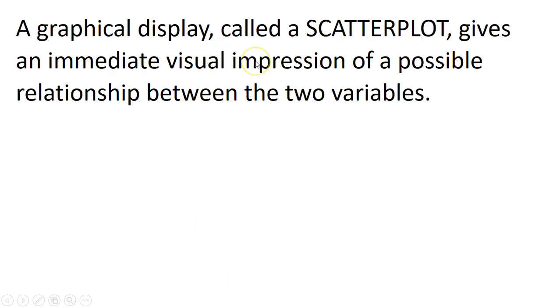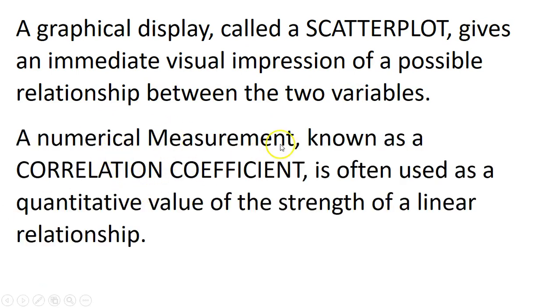A graphical display of that idea is called a scatterplot. You guys have done scatterplots before. A scatterplot is nothing new, but hopefully we get a better understanding than what you've seen in some of your algebra classes before. It gives an immediate visual impression of possible relationships between two variables. That's what you're going to be using a scatterplot for. A numerical measurement known as a correlation coefficient is often used as a quantitative value of the strength of that relationship. So point being, how strong is it? How good is that relationship? All right.